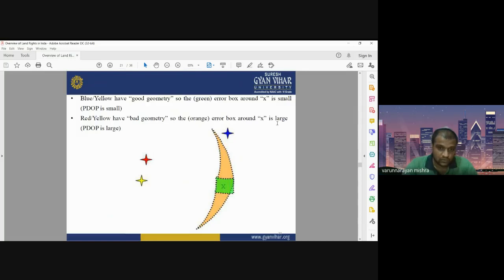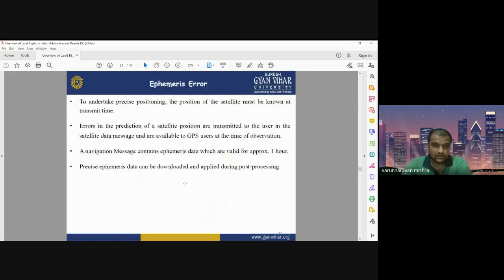Okay, so if the satellites are well distributed at a good distance from each other, that is good geometry, having this kind of green shape. And if they are very close to each other, then it is considered bad geometry that will cause some error in your GPS signal. Okay, ephemeris error is a precise positioning issue.